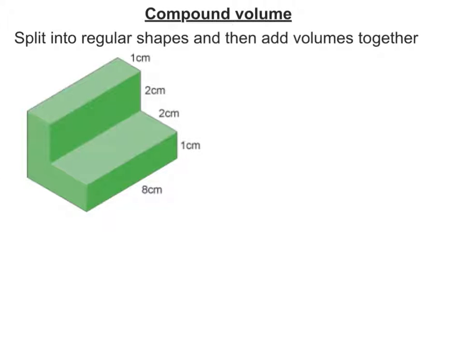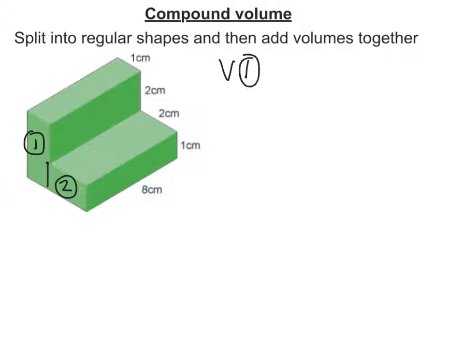In this video, we're going to look at compound volume. Now, just like when we work out compound areas, we split a shape into regular shapes that we can work out and then add the volumes together. So for this L shape here, I'm going to draw a line down here and work out the volume of that part and that part there and then add them together.